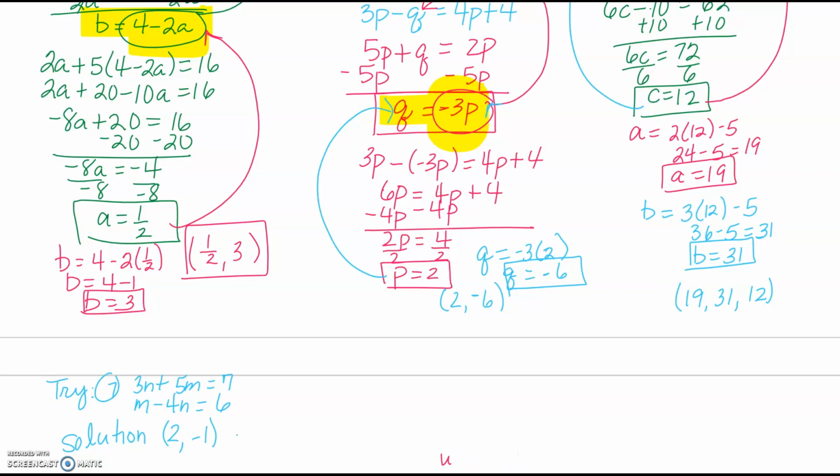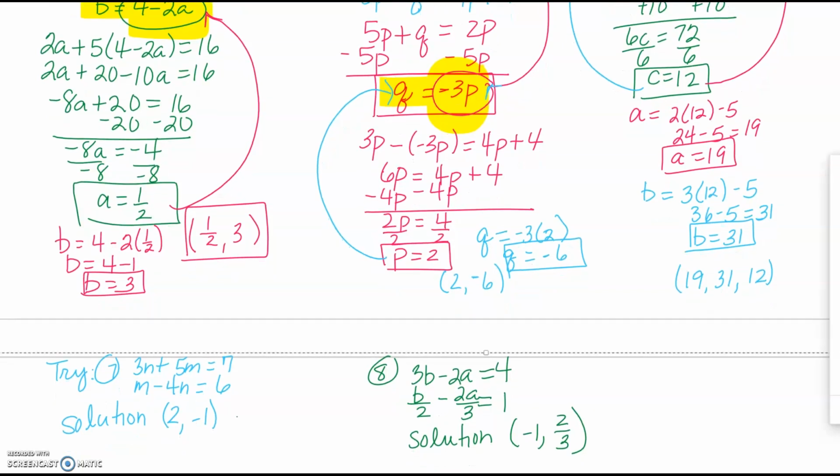And then in number 8, the equation is 3b minus 2a equals 4. And b divided by 2 minus 2a divided by 3 equals 1. This solution is -1, 2/3. So A is -1, B is 2/3. If you struggle with either of those, please feel free to reach out to me by messaging me.